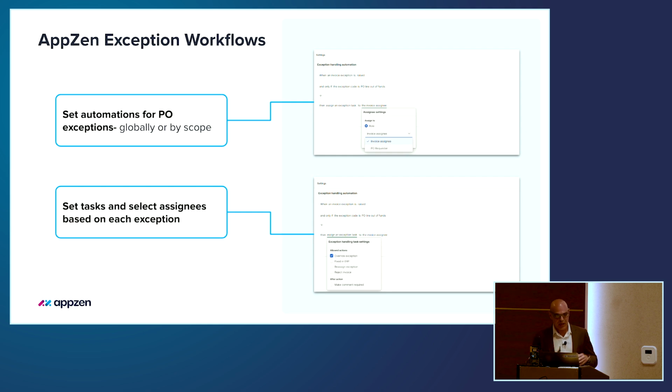And once again, I just want to drive home that no matter how big or small your organization is, no matter how complex your workflows are, we can handle those by setting up a scope around those PO exceptions, once again, globally, by supplier, by entity, and by supplier and entity. Any questions before we move on?